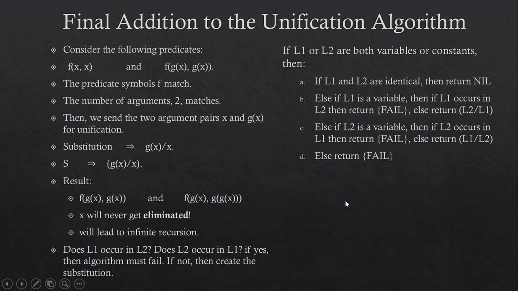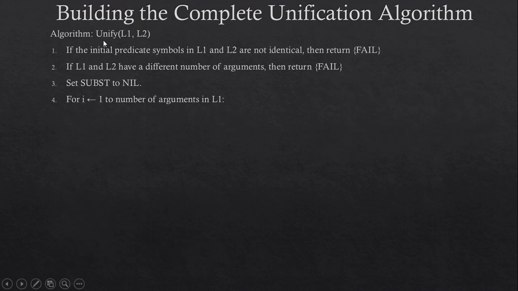Now let us build the algorithm properly with the correct flow according to our understanding successively. First, the header of the algorithm. Algorithm unify L1, L2. Then checking the predicate symbol and the number of arguments in L1 and L2. Then initializing an empty list. And then the header for the for loop to unify the argument pair.